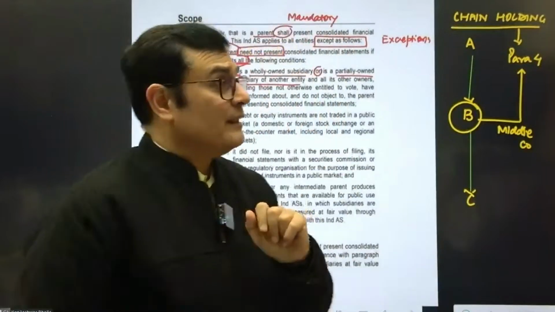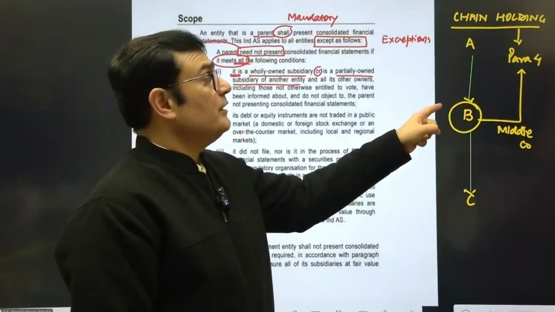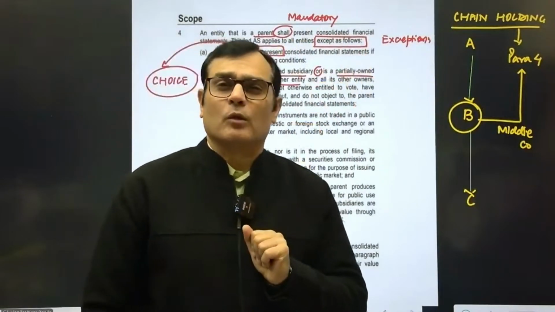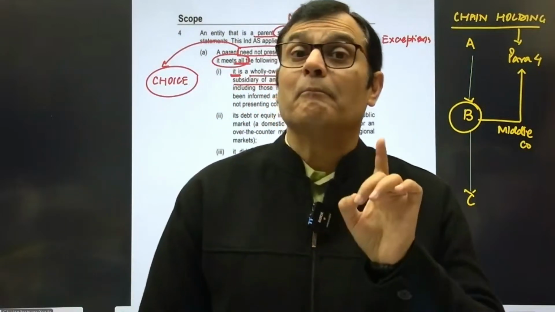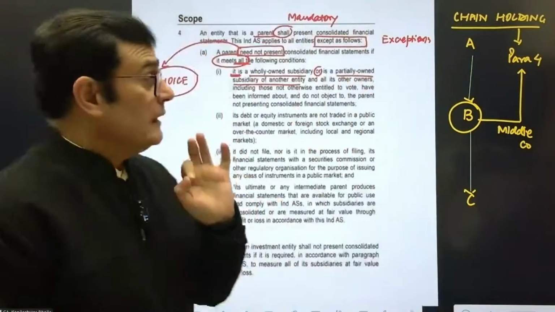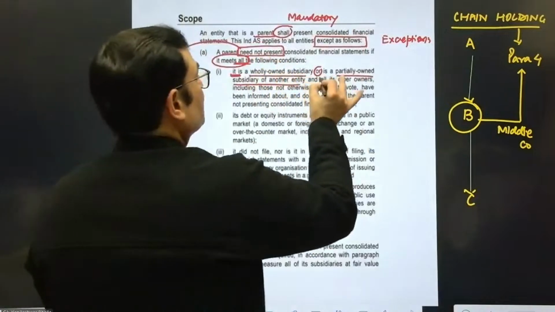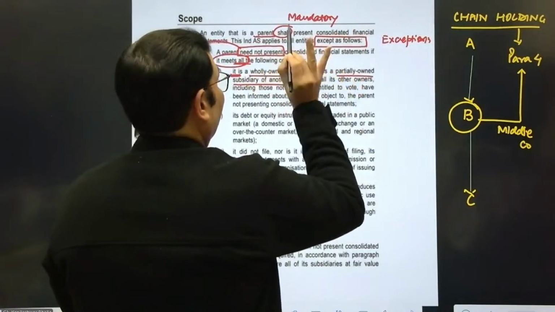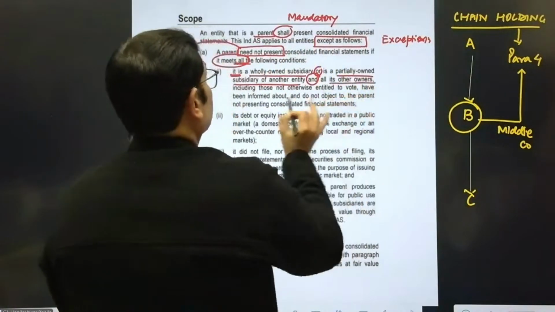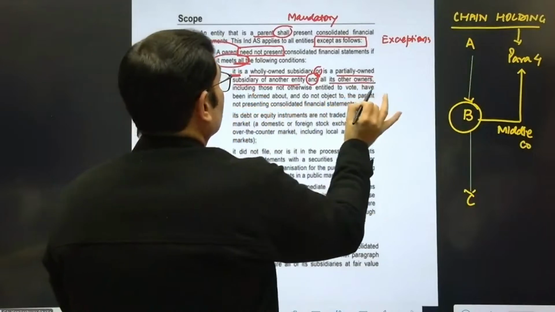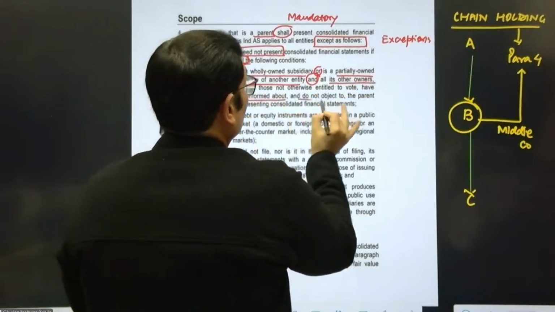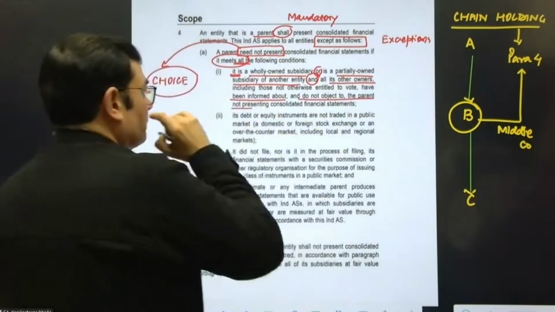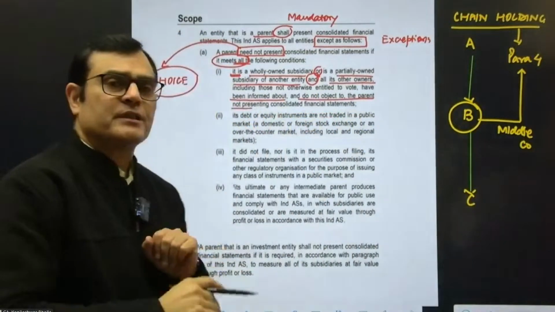I put the question number one again, is B a wholly owned subsidiary of A? I say no. I say, okay, it is a partly owned subsidiary. That's still okay. But then if it is a partly owned subsidiary, then there is a condition, and all its other owners, including those not entitled to vote, have been informed and do not object to the parent not presenting a consolidated financial statements.